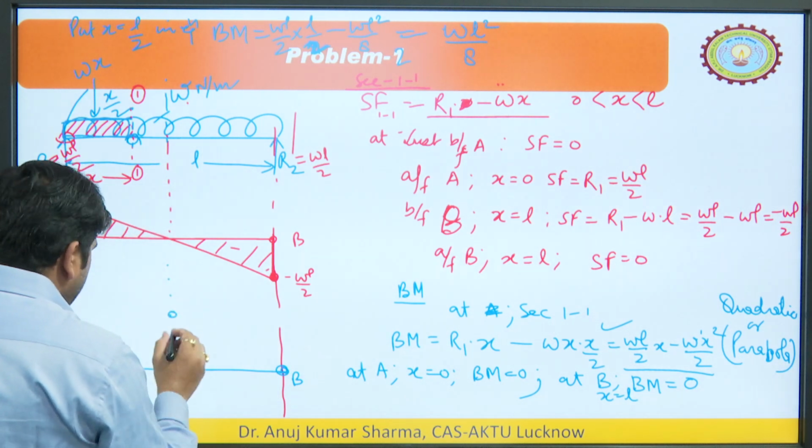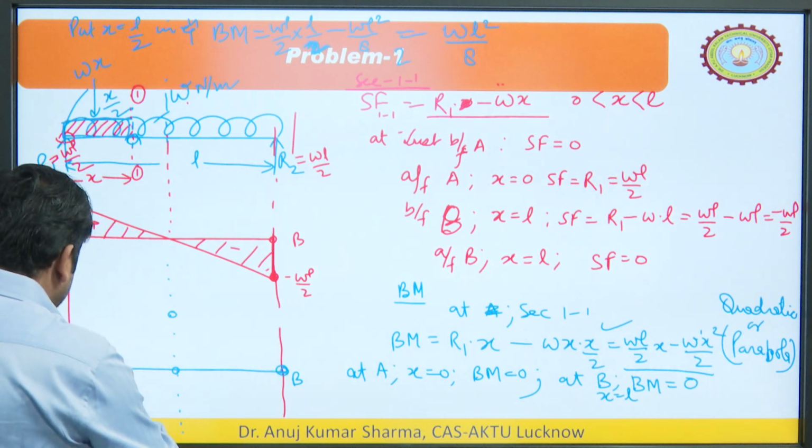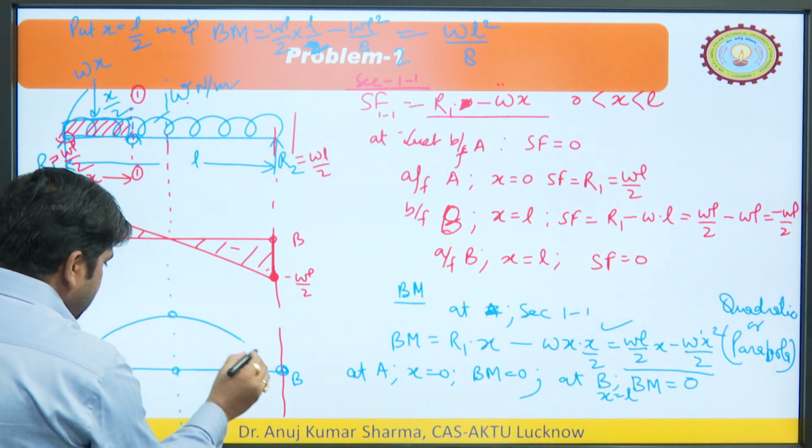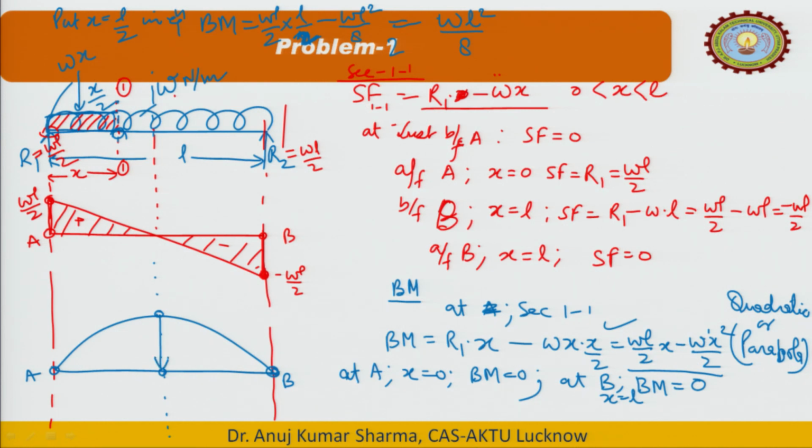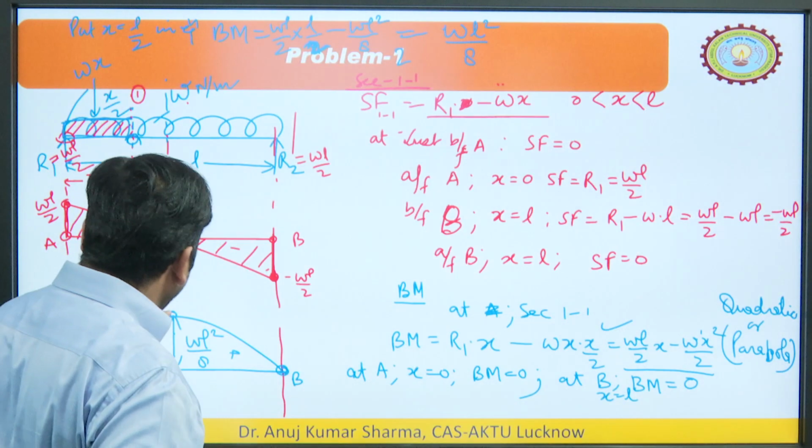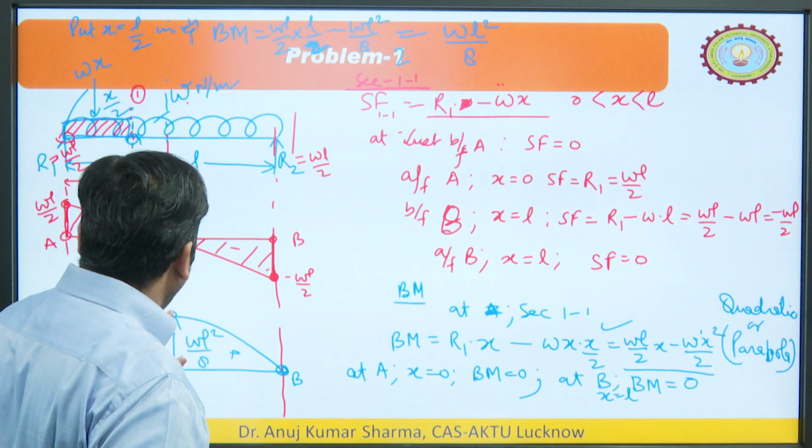So, we can join these 3 points like this, and this height is W L square by 8. So, this is positive. Like you can see, the shear force is 0 here. So, we got the maximum bending moment at this particular point.